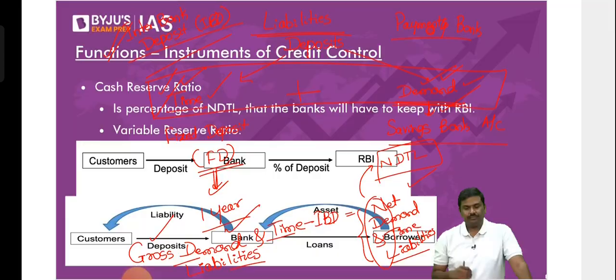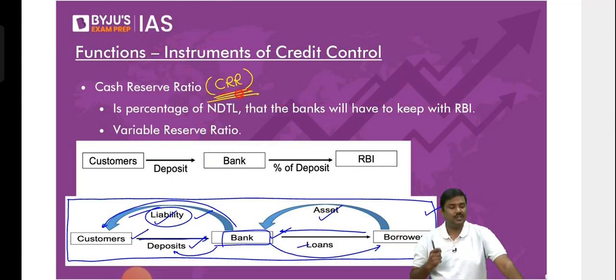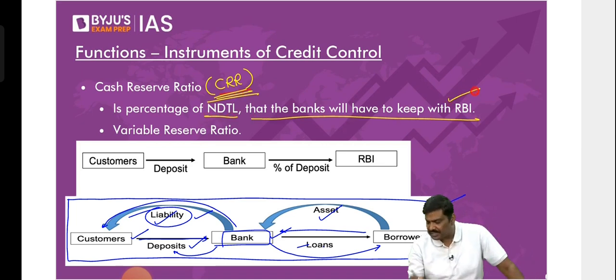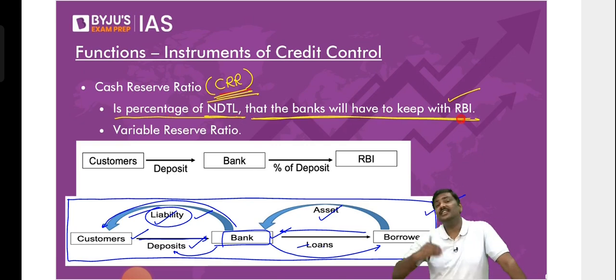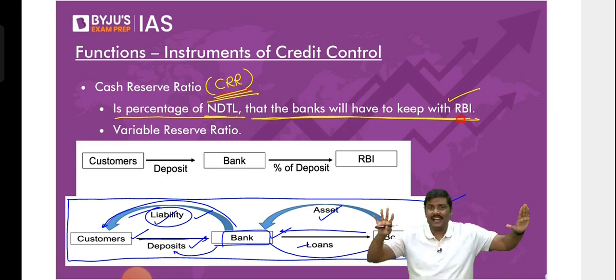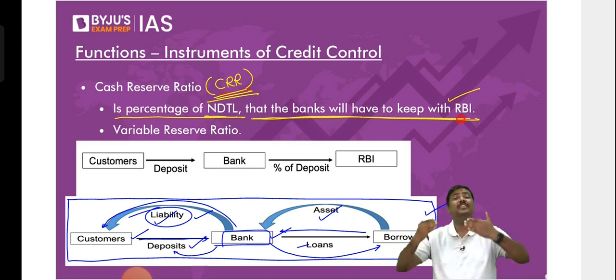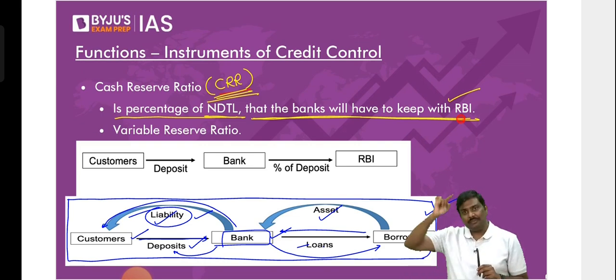Let me go to the next one. CRR, cash reserve ratio. What is the cash reserve ratio? It is a percentage of NDTL that the banks will have to keep with the Reserve Bank of India. Look at the difference between SLR and CRR. Don't say, sir, both are one and the same. No, absolutely not. SLR, the bank will keep with itself, and they can use that money to invest in G securities. CRR, the bank will keep this money with RBI.